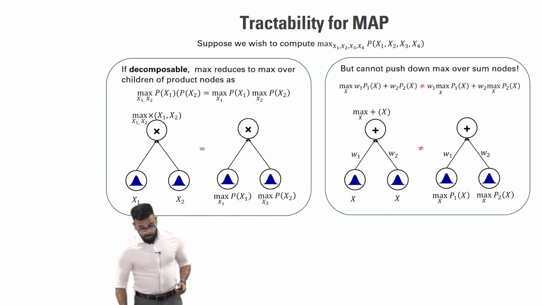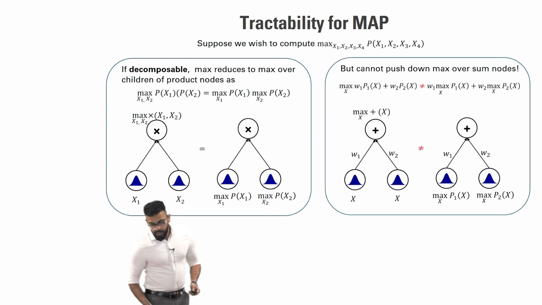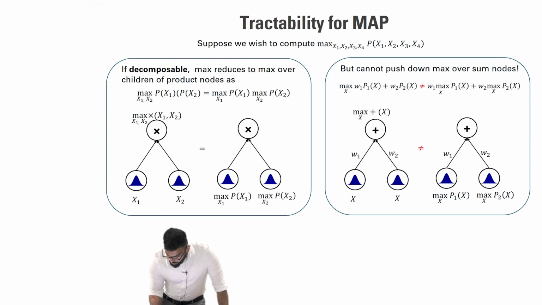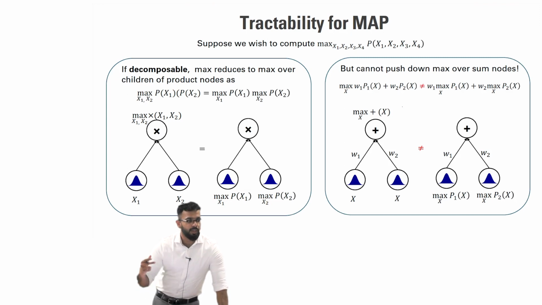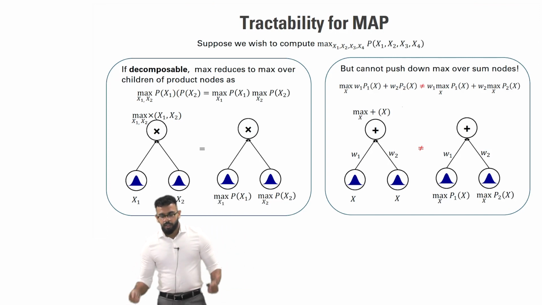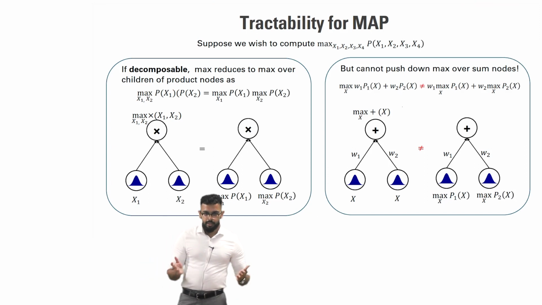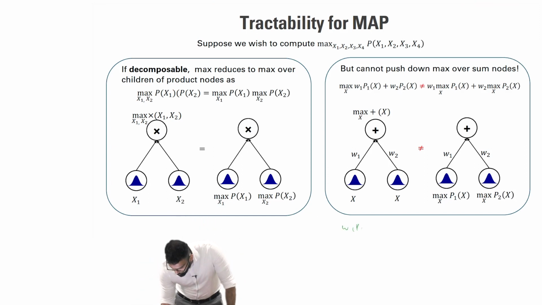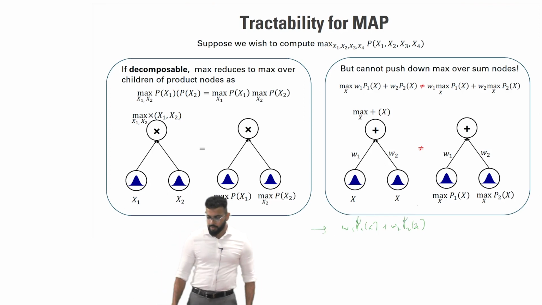But unfortunately, the sum node creates an issue here. Why is that? Because when you're taking a sum, you're doing a convex combination, and the maximizer over a convex combination of inputs is not necessarily the convex combination of individual component maximizers, right? Does that make sense? So if you're taking a convex combination of, say, k entities, say w1 p1 of x plus w2 p2 of x, the maximizer for this is not the convex sum of the maximizers of these individual p1 and p2, right?